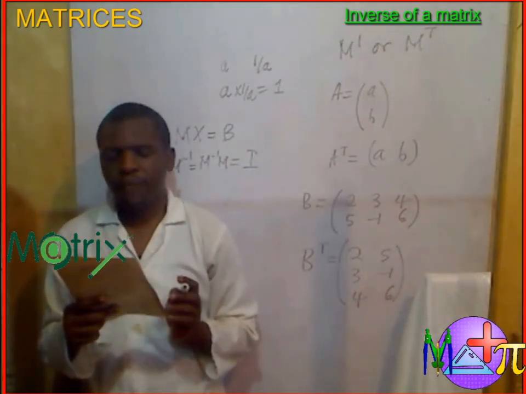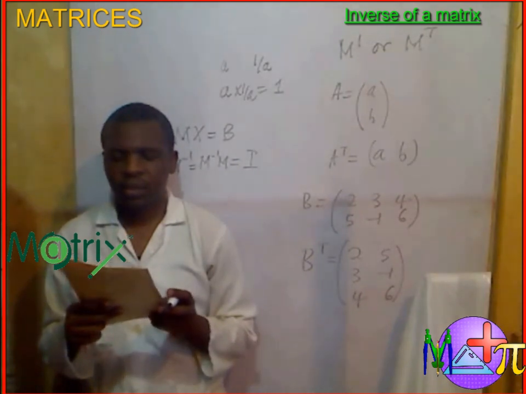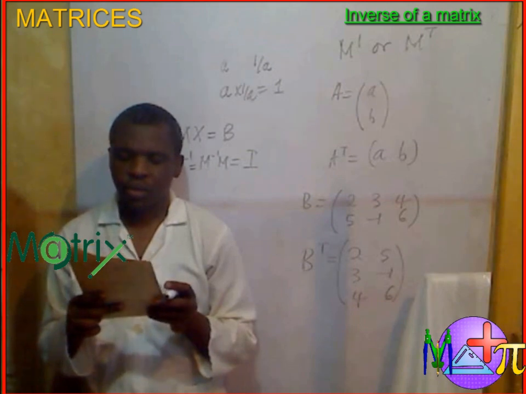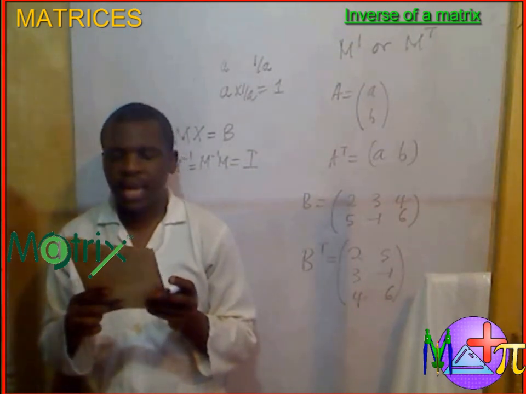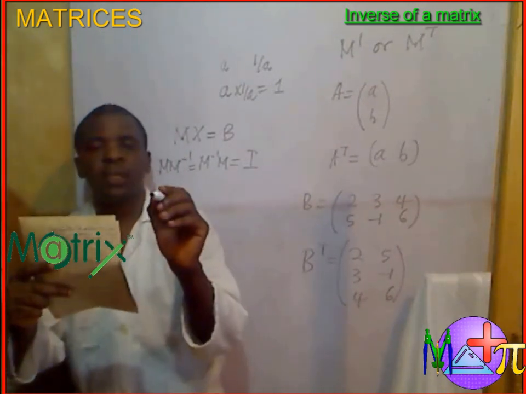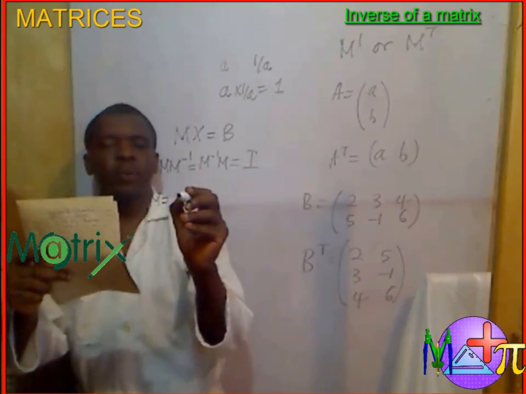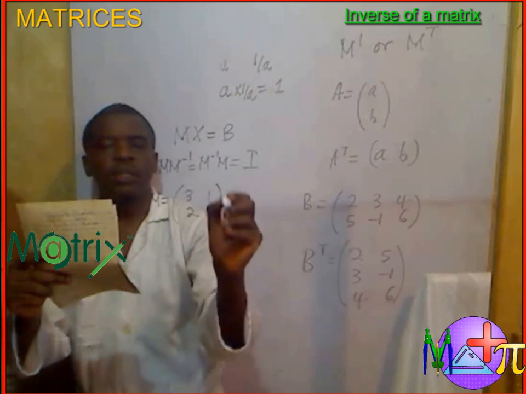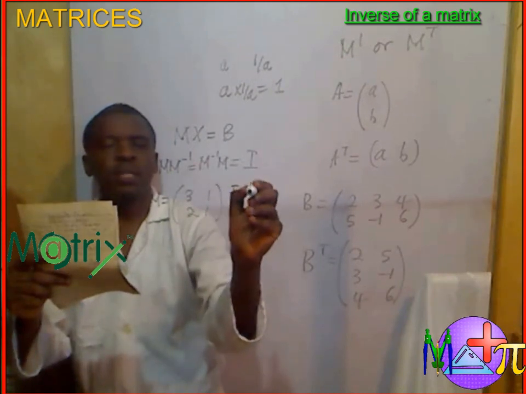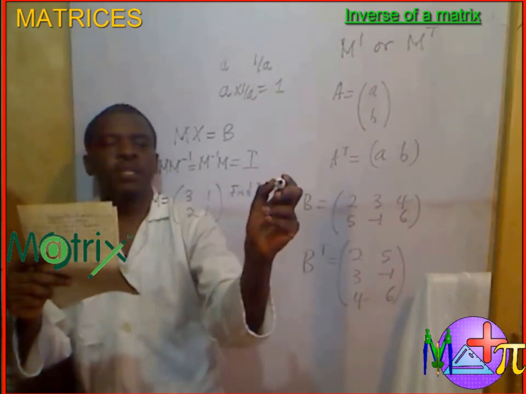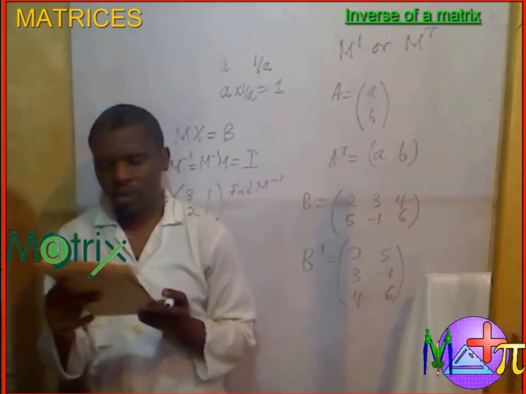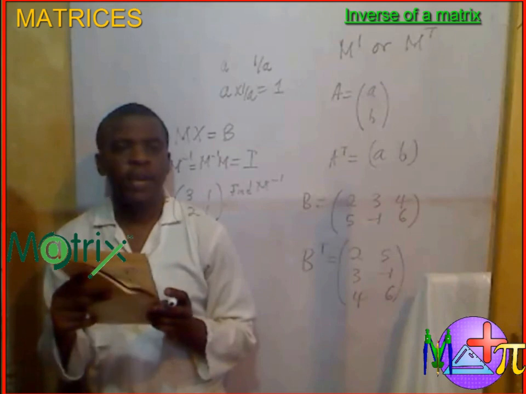Method of finding the inverse. 1. By simultaneous equations. Given that M is the matrix with elements 3, 1, 2, 1, let us find the inverse of M.